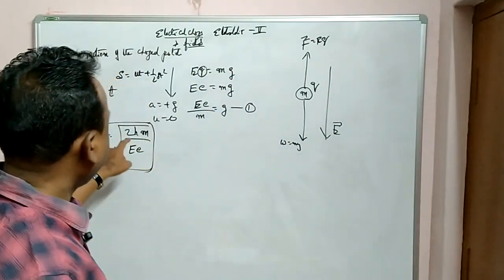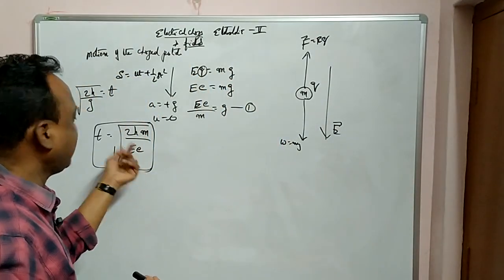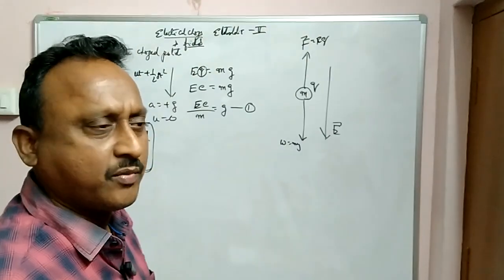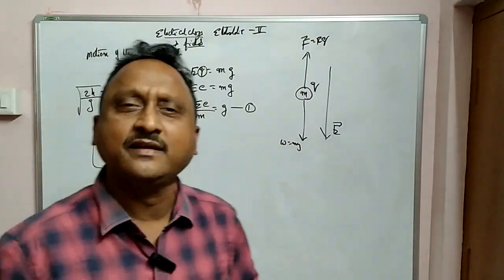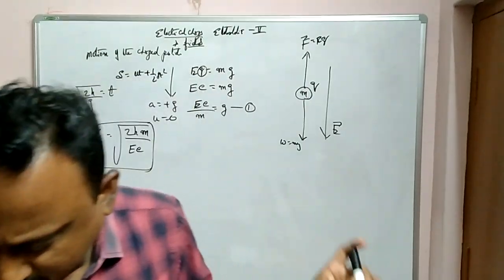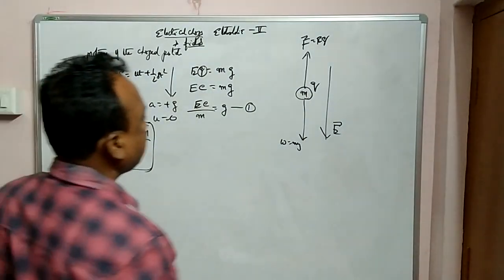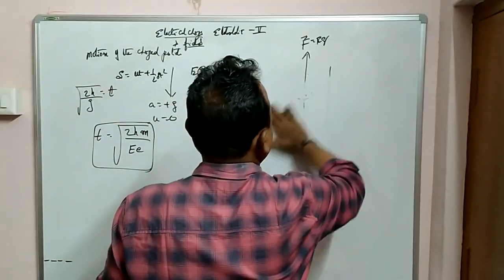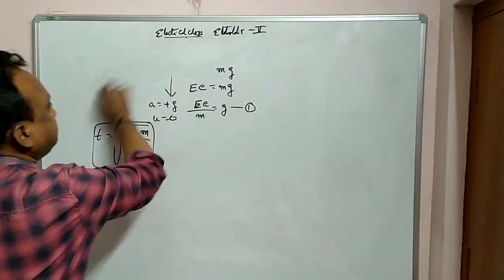It involves 2 times the height, m is the mass of the particle, e is the charge of the electron, 1.60 times 10 power minus 19 coulombs, and E is the electric field intensity. So this is how you have to calculate the time for the free fall of the charged particle.